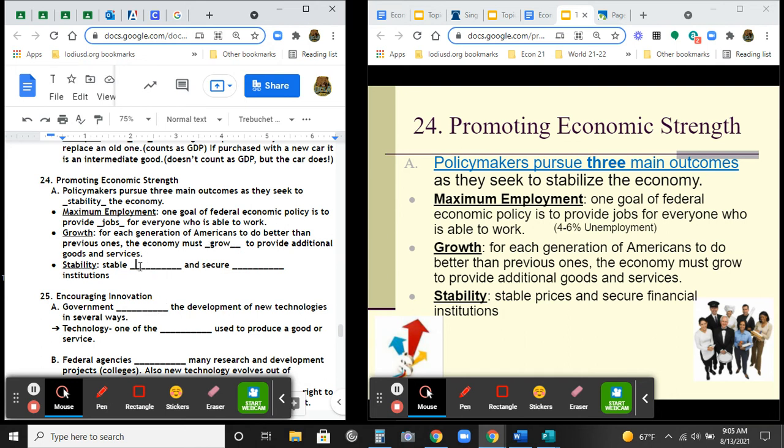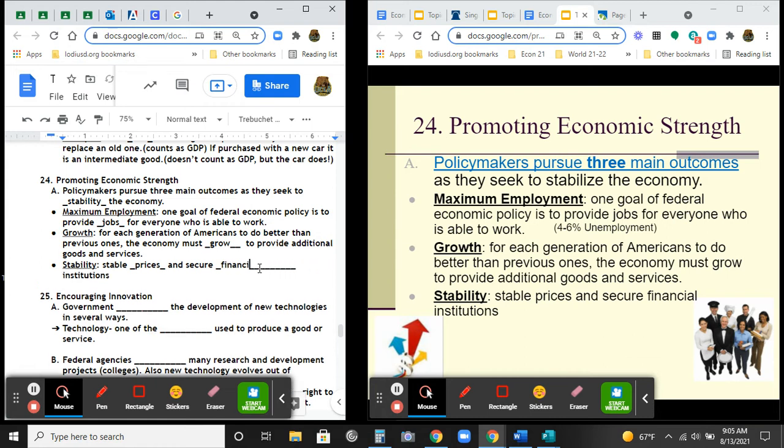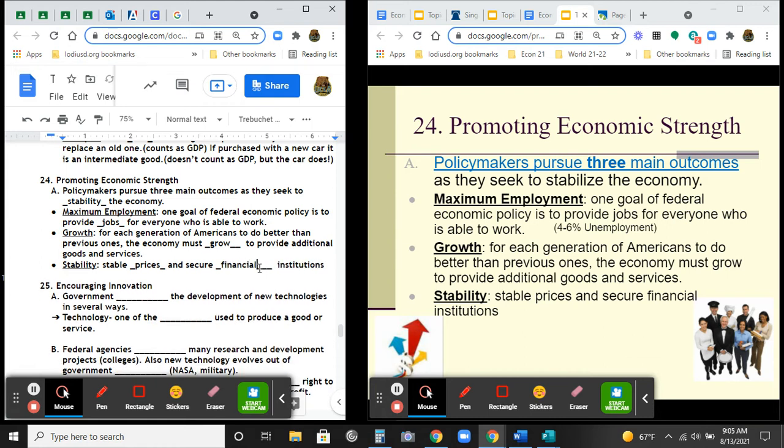You also need stable prices. If the price of gas was going from $2 a gallon to $20 a gallon, that would cause insecurity in the market. And being able to rely on a somewhat stable price of bread or anything like that that's essential is a major indicator of economic health. And you also need secure financial institutions like banks.